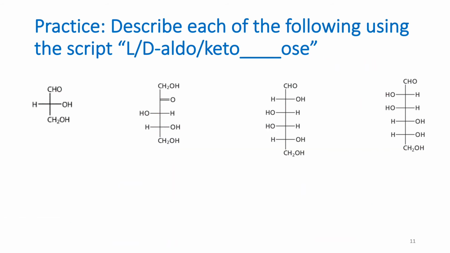So let's practice this, describing each of the following using the script L or D, aldo or keto, and the blank-ose. So this is an aldehyde. So we're going to put aldo, and it has 1, 2, 3. And this last chiral carbon has the OH on the right, so that's D. So you'd say D-aldotriose, 3 carbons. This one you might notice is a keto, because that's a ketone. It has 1, 2, 3, 4, 5. And so we know it's going to be a pentose. And the OH is on the right-hand side, meaning that it's D.